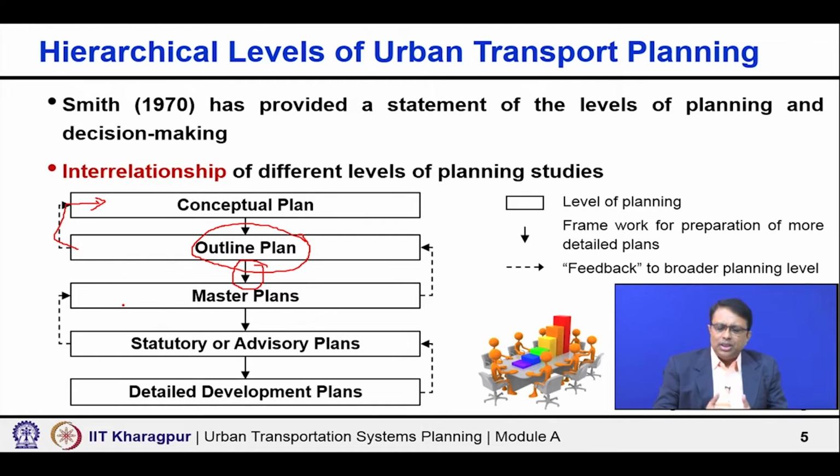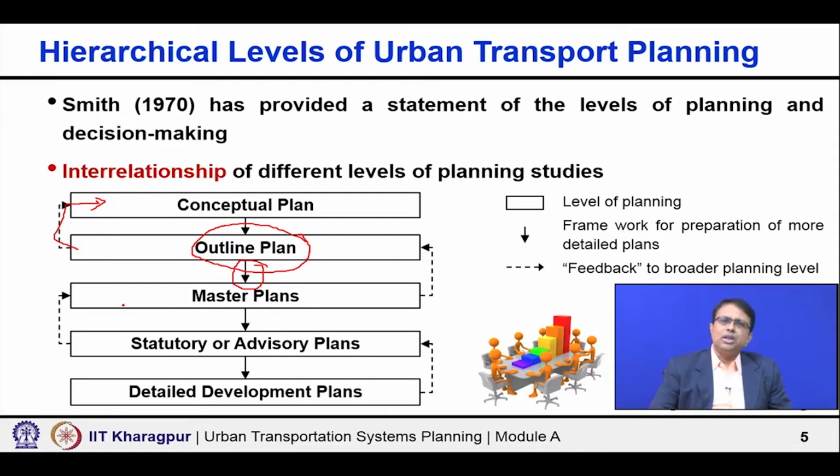Now, I am showing here the boxes, each box indicates the level of planning, and the dark arrow indicates the framework for preparation of the more detailed plan, and the dotted arrow, the feedback, indicates the feedback to the broader planning level.